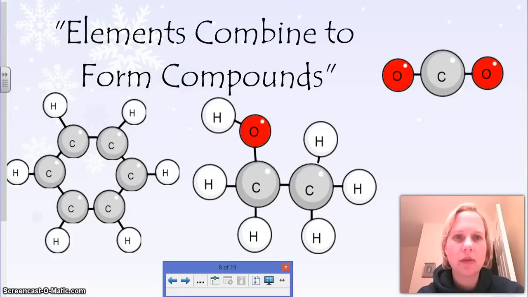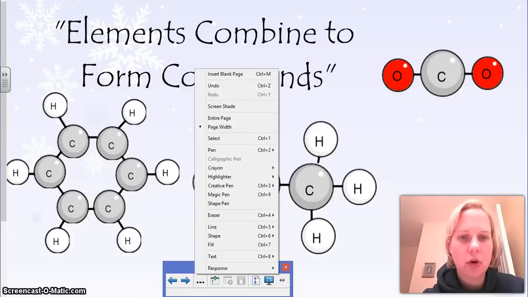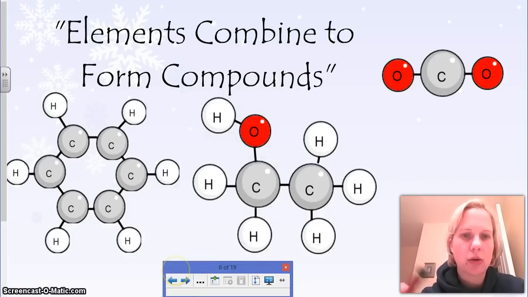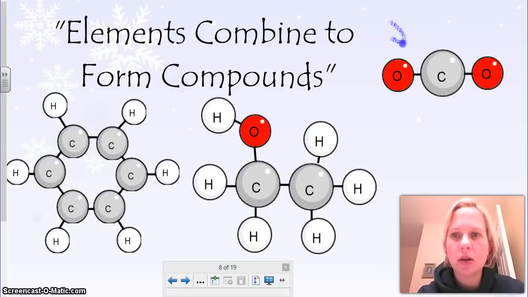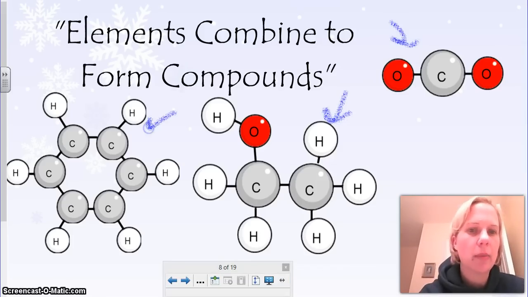So we're going to be talking about the elements combining to form compounds. Let me get my little pen in here. I like to use the little crayon, sorry. So these are all compounds that we see here. That's a compound, that's a compound, and that's a compound. So we're going to talk about how we actually can form compounds.